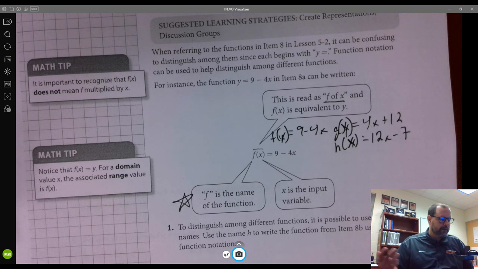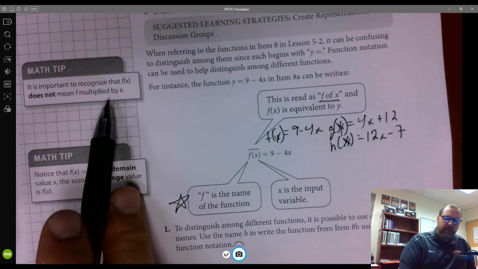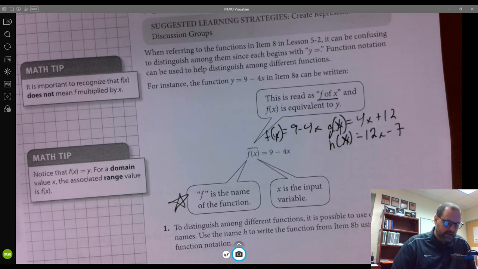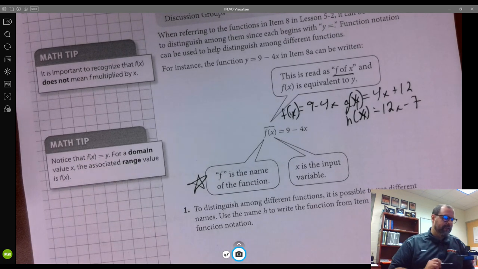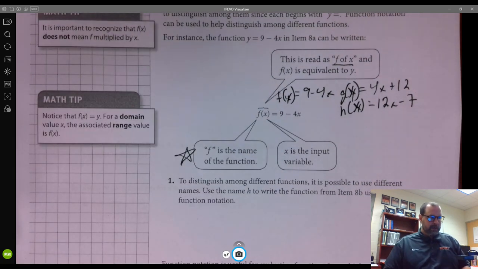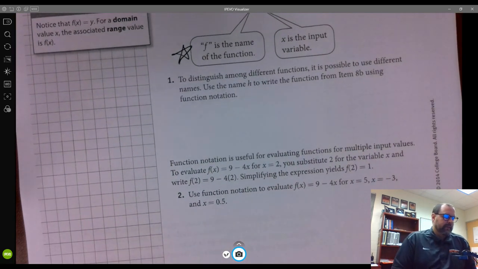Okay? You can see the math tips there. We stated this. It doesn't mean f multiplied by x. You're not solving for anything there. For a domain, we're going to use the x. The range is now the f of x values instead of y's. Okay, so when we're looking at these, let's go down to the second one.